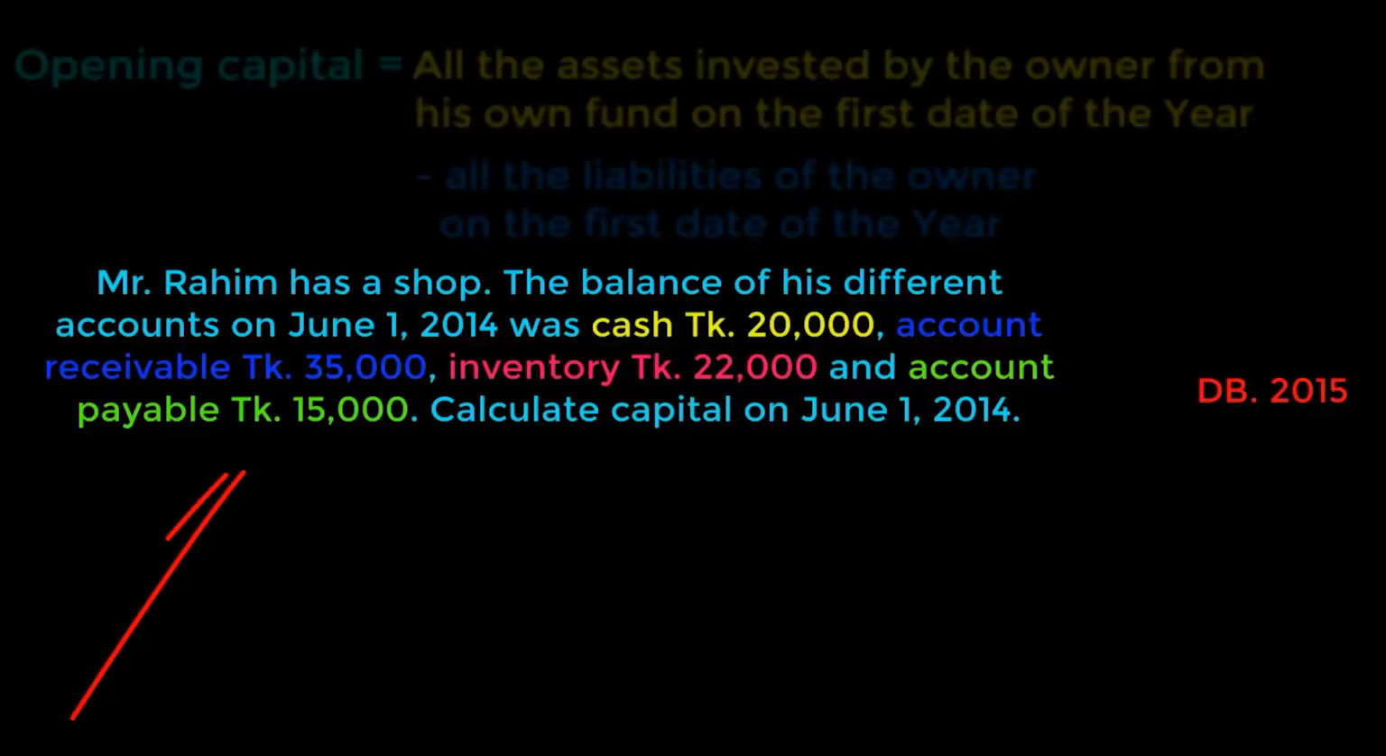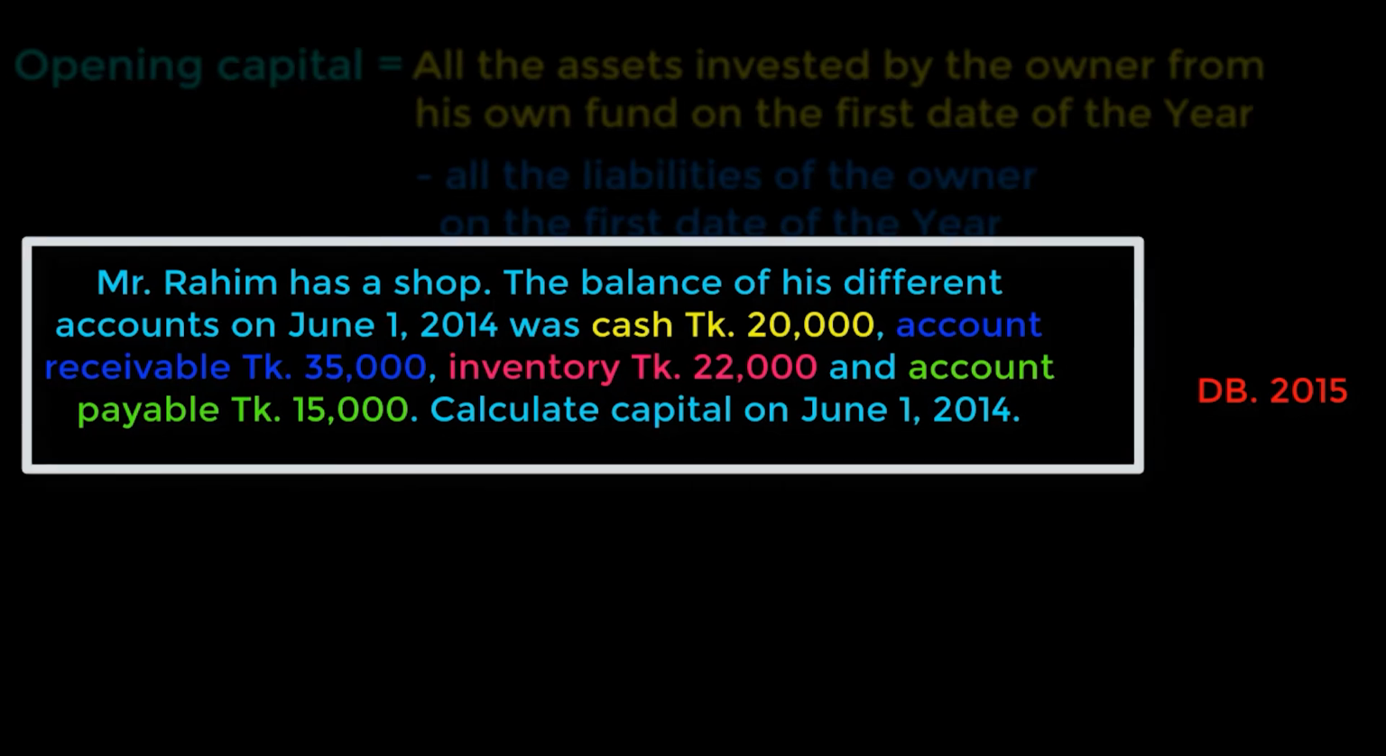See, this is a board question. Mr. Rohim has a shop. The balance of his different accounts on June 1, 2014 was cash taka 20,000, account receivable taka 35,000, inventory taka 22,000 and account payable taka 15,000. Calculate capital on June 1, 2014. See, there are no loan or bank loan here in this system. So, we have nothing to worry about.